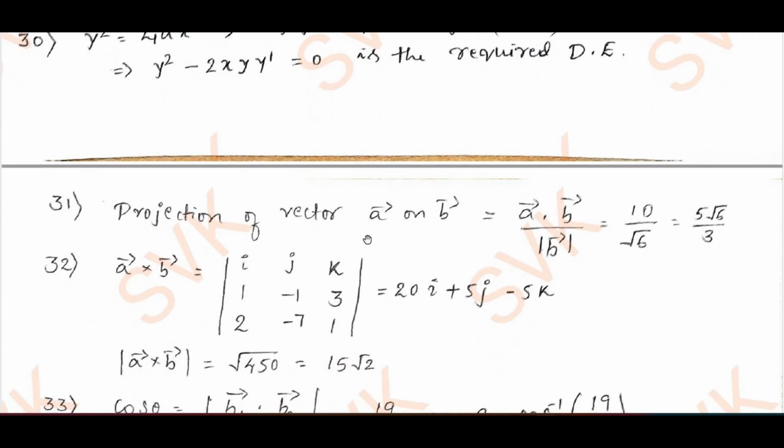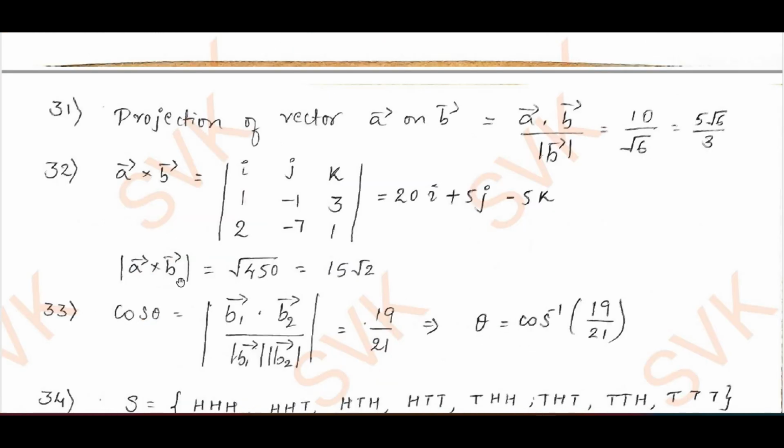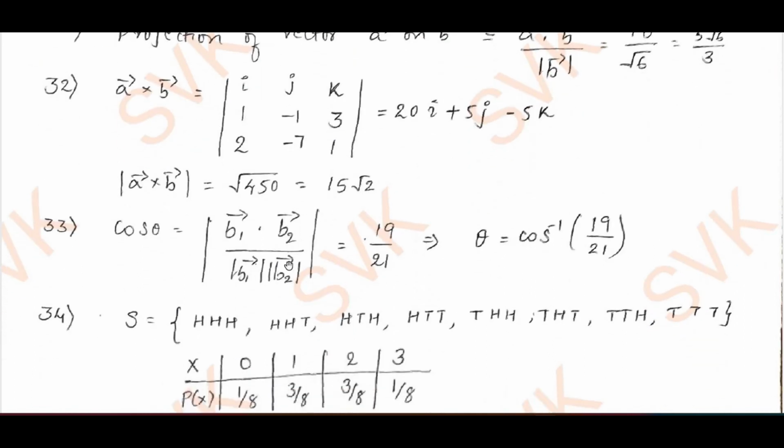The projection of a on b is given by 5√6 divided by 3, or else you can write 10/√6. The magnitude of a cross b is given by 15√2. Cos theta is given by the value 19/21. So finally the theta value is given by cos inverse of 19/21.